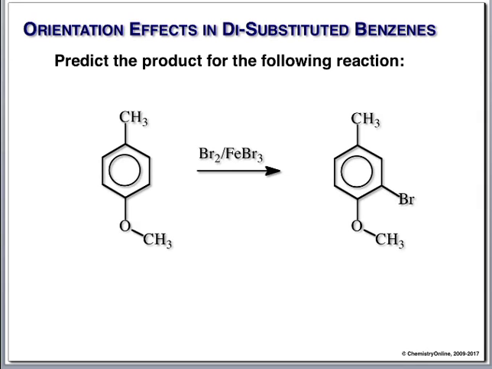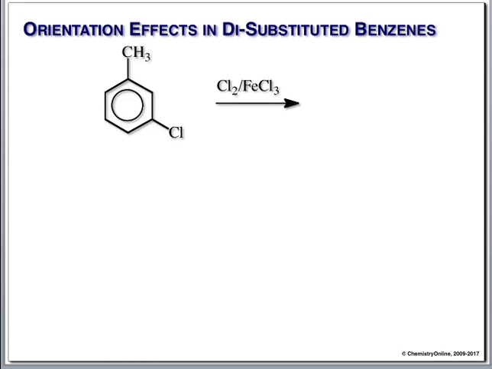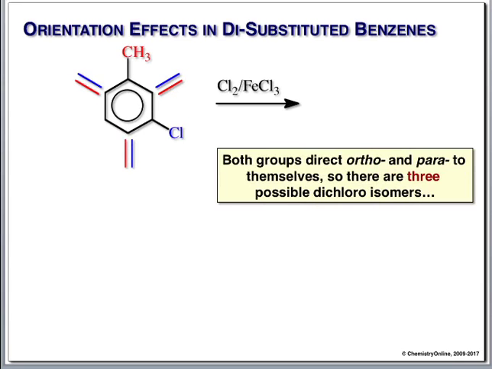Look at another one. All right. Both of these are going to direct ortho and para, aren't they? This has extra electrons. This is an alkyl group. So our methyl group, we're going to push it here, here, and here. Chlorine is going to push it here, here, and here. There are, in this case, three possible isomers you could get.